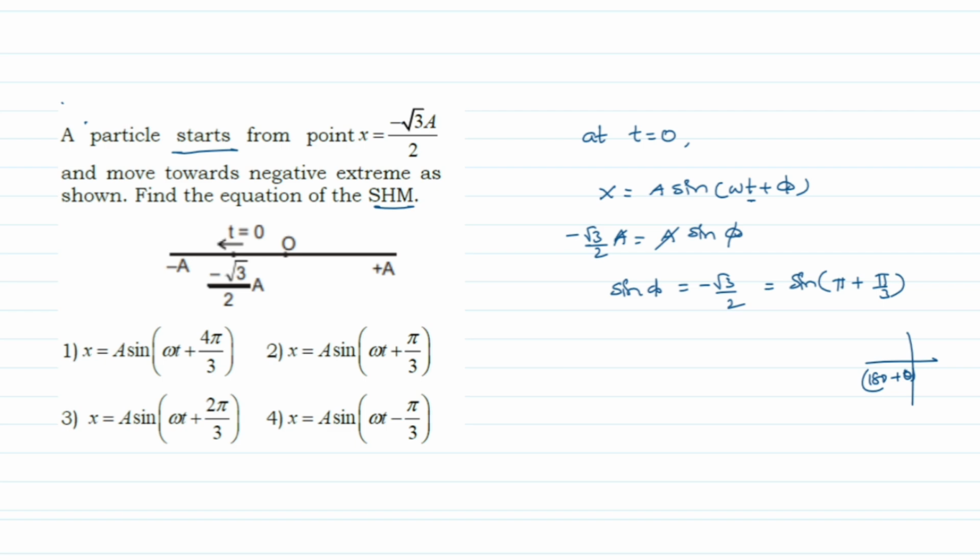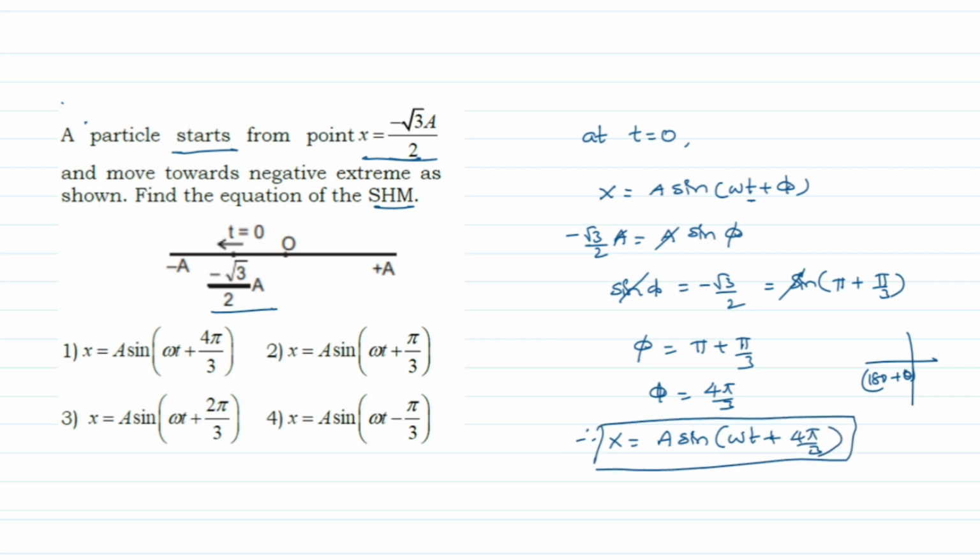Here on both sides you have to cancel the sin. Then the initial phase value will be pi plus pi by 3, which is nothing but 4 pi by 3. This is the initial phase of the particle when the particle is at a distance of x equal to minus root 3a by 2. Then you have to put this value in the basic equation: x equals a sin(omega t plus, instead of pi, 4 pi by 3). This is the answer.